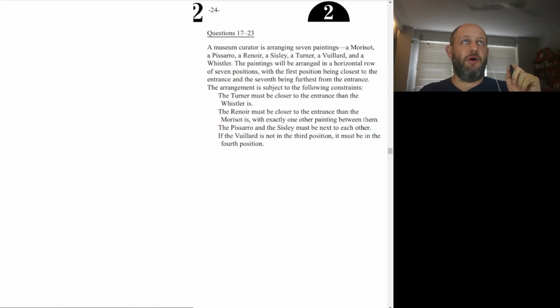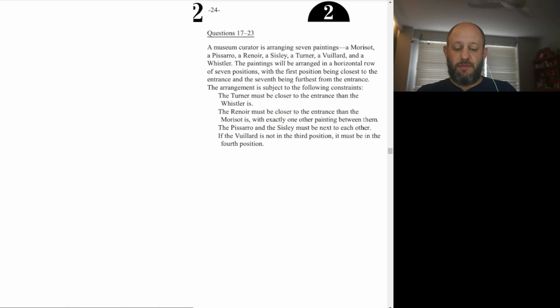So first job, as always, is to determine whether this is an ordering game or a grouping game. If you look at the language of the stimulus, you can usually find out. You're looking for things like days of the week, orders in a line, or months of the year, something that tells you that the position of the variables matters. In this case, it says they are going to be arranged in a horizontal row of 7 positions, which means we know we have an ordering game.